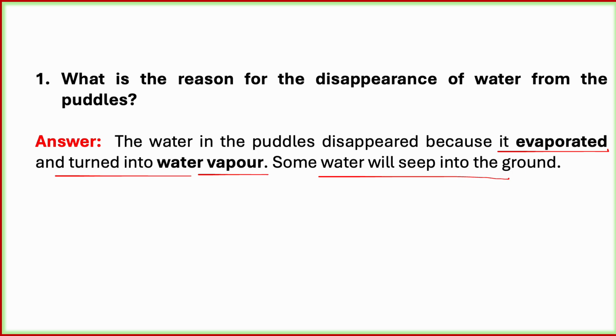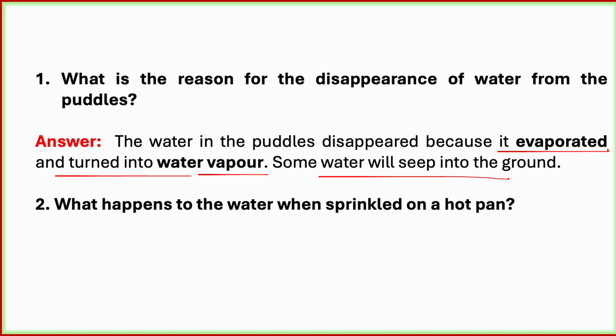So, two things can happen to that water. Some water goes down into the soil. This is called seeping or soaking into the ground. Some water changes into water vapor and goes into the air. This is called evaporation. So the water in the puddles disappeared because it evaporated and turned into water vapor. Also, some water will seep into the ground.